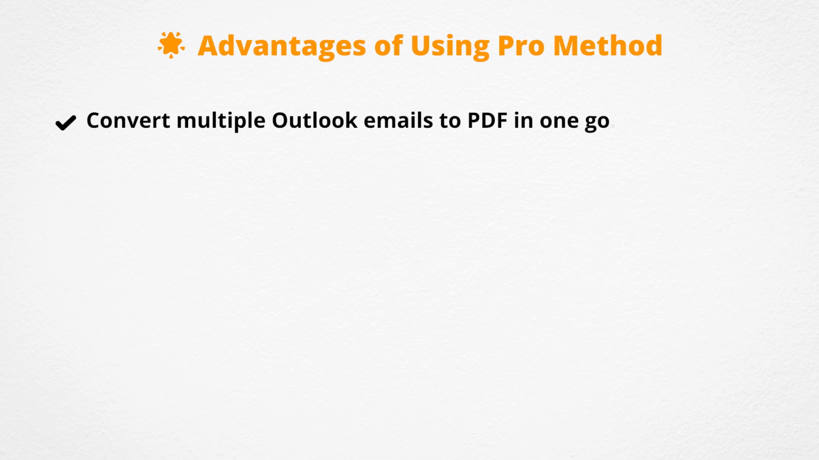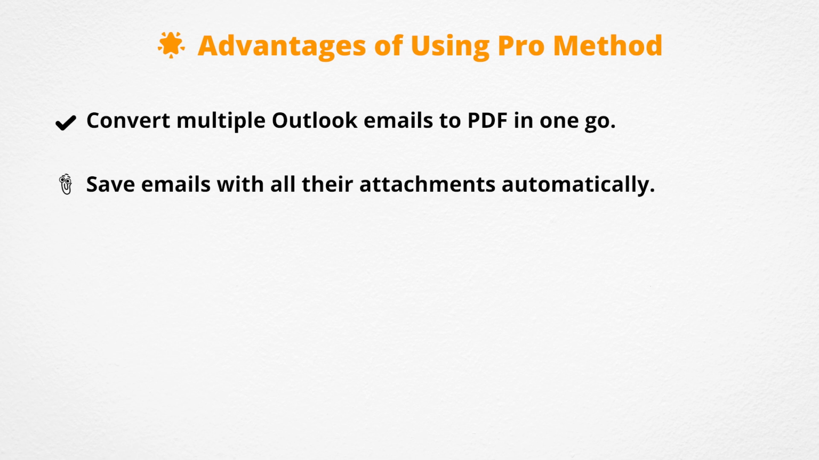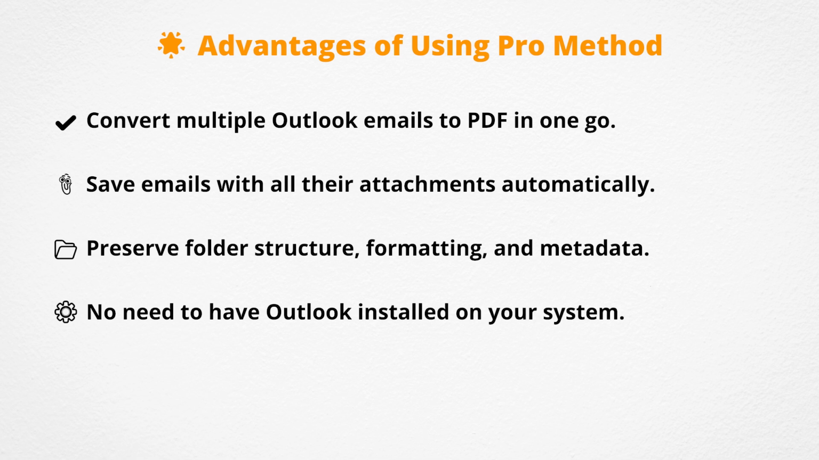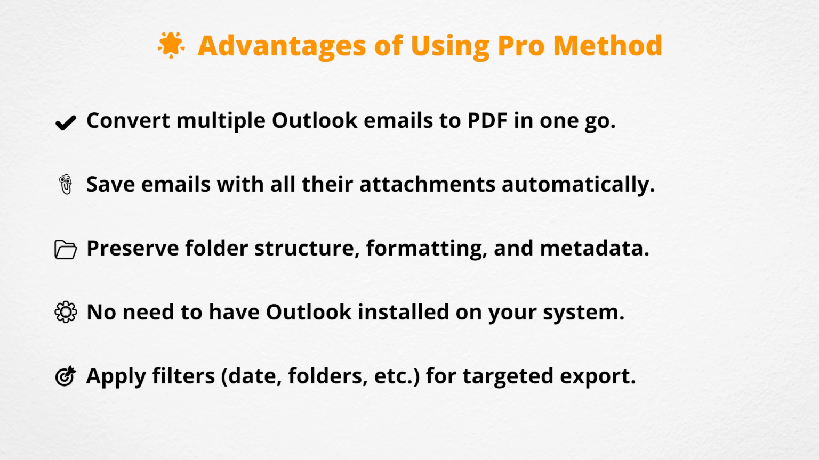Let's look at the advantages of using the Outlook to PDF converter. Convert multiple Outlook emails to PDF in one go. Save emails with all their attachments automatically. Preserve folder structure, formatting, and metadata. No need to have Outlook installed on your system. Apply filters for targeted export.